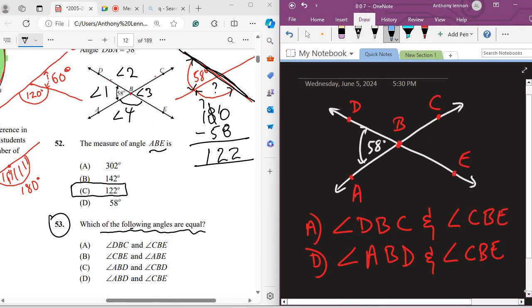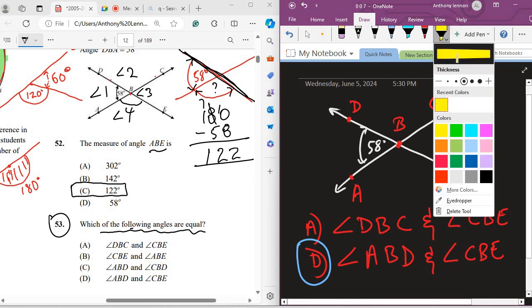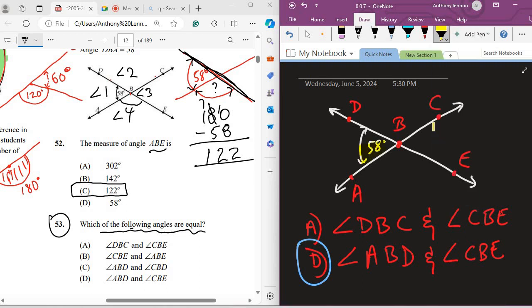All right, so when we look at it, you said D, right? Let's look at D. Angle A, B, D. So you go from A to B to D. So A, B, D is actually 58, right? Everybody agree with that? Yes. Yeah, angle A, B, D is actually the 58.